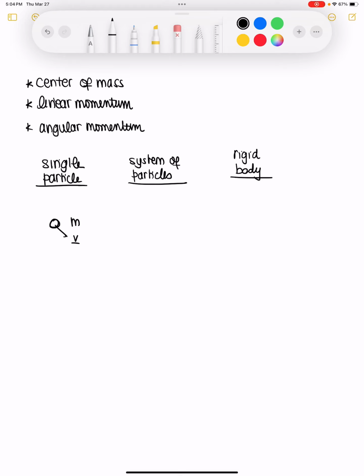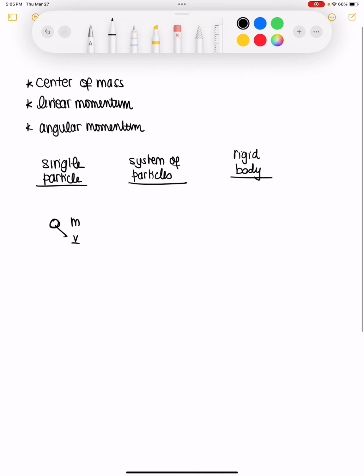Hello, in this video we want to define the center of mass, linear momentum, and angular momentum for a rigid body. Let's recall these concepts for a single particle and a system of particles, and we'll go from there. Consider a single particle of mass m moving with a velocity v. There is no such thing as a center of mass for just one particle, it's just itself.